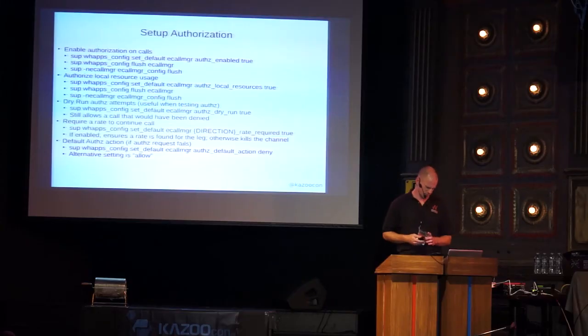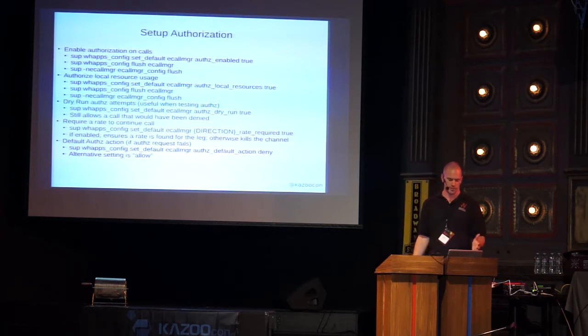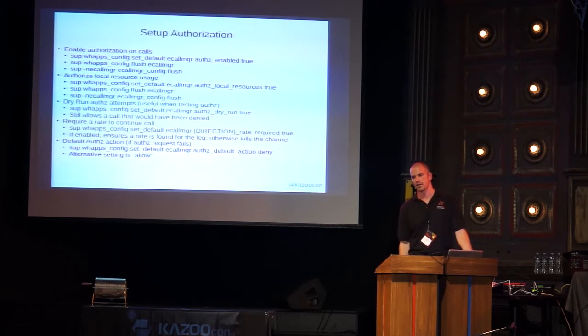Okay, so I put all of this up on GitHub as a markdown document, so you don't need to take pictures of this or memorize it. It's all up there. But basically, to enable authorization, you would just set it in the eCallmgr doc. And sorry for people that aren't familiar with Kazoo, you should come to the training on Wednesday. You'll learn all about this. But basically, you just set the auth enabled flag to true. So now you will start authorizing calls.